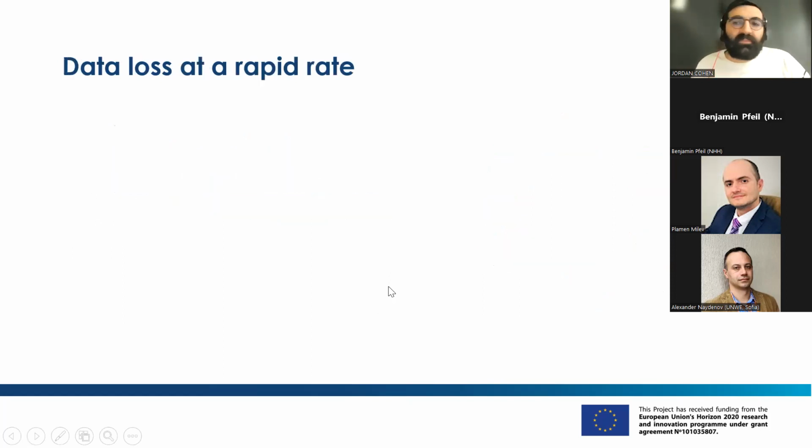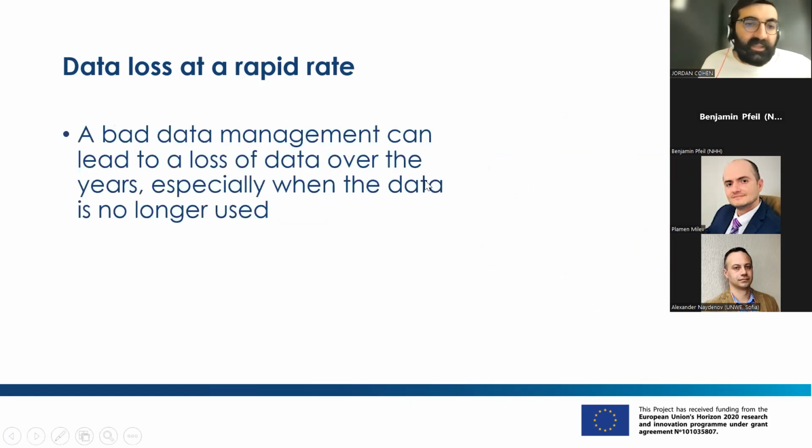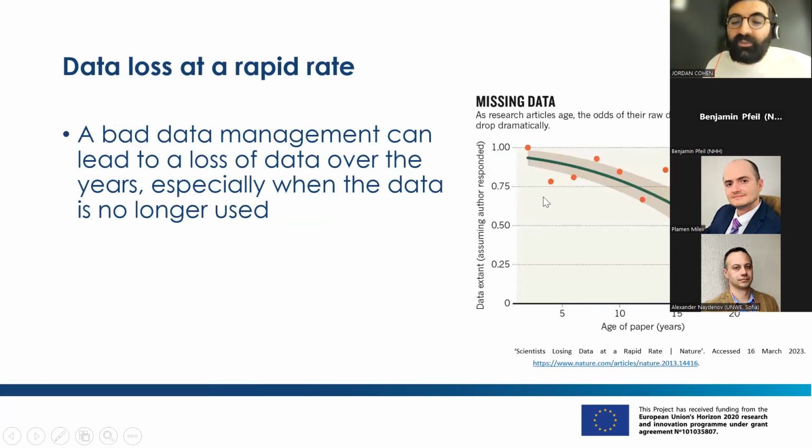So here is a main example of really why we try to manage our data better and why we try to write DMPs. Bad data management can lead to a loss of data over the years, especially when the data is no longer used. So here is a little graphic to show you the drop between when the article is submitted and then the older the article is. The older the article is, the more missing data there is.